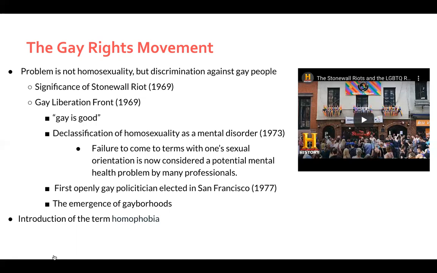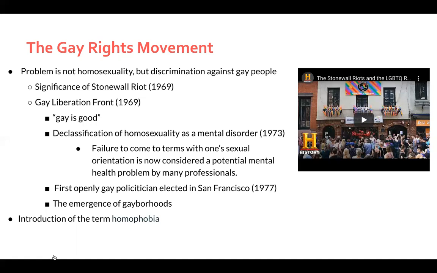Homosexuality was declassified by the APA as a mental disorder in 1973. So it was removed from the DSM. And you had your first openly gay politician elected, perhaps unsurprisingly, in the city of San Francisco in 1977.